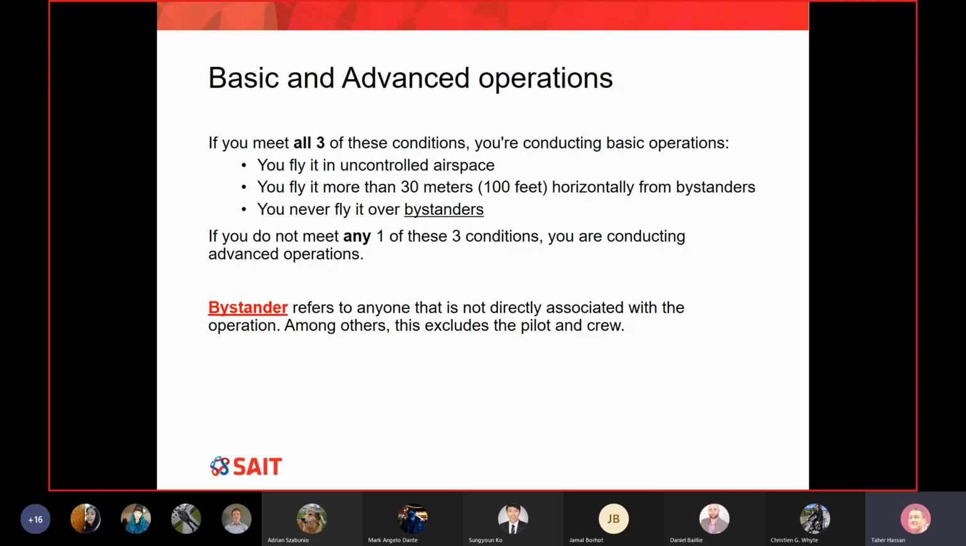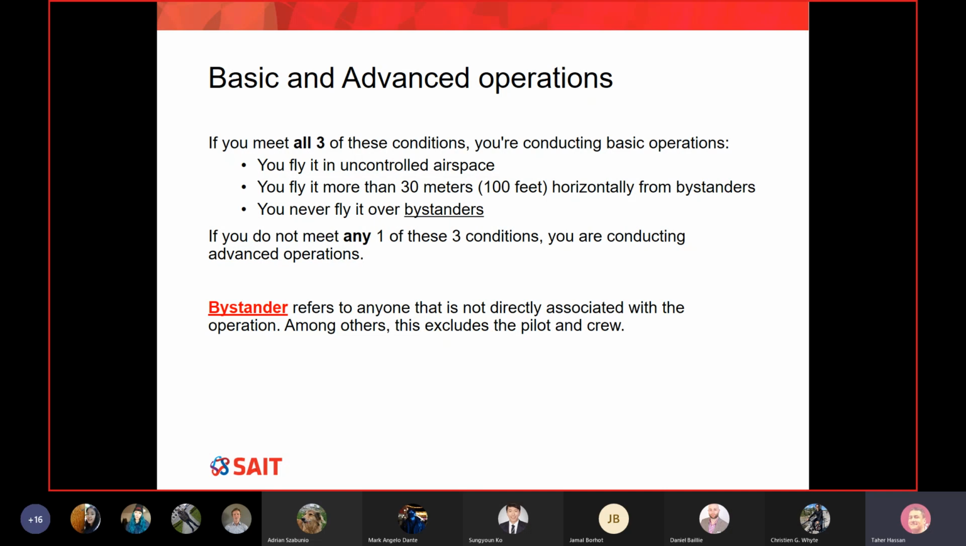But the question is, what if I violate one of these conditions? For example, I'm away from people by 30 meters. I'm not flying my drone above anyone's head, but I'm in controlled airspace. It means I am not performing a basic operation anymore. It means I cannot just go with a basic license. I must have an advanced license. Remember, the three conditions, all of them must happen at the same time. Then you can call your operation a basic operation. Now let's go and see what a bystander is.